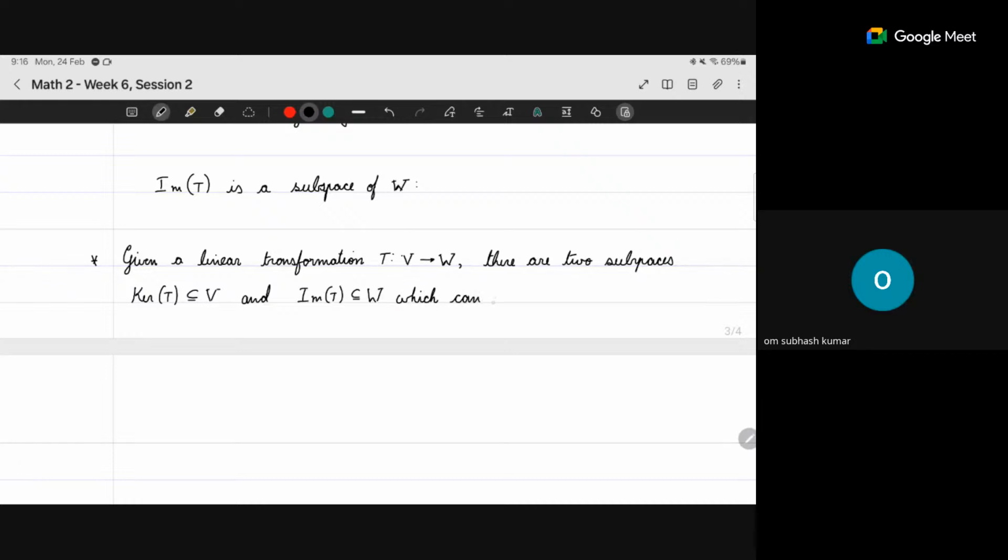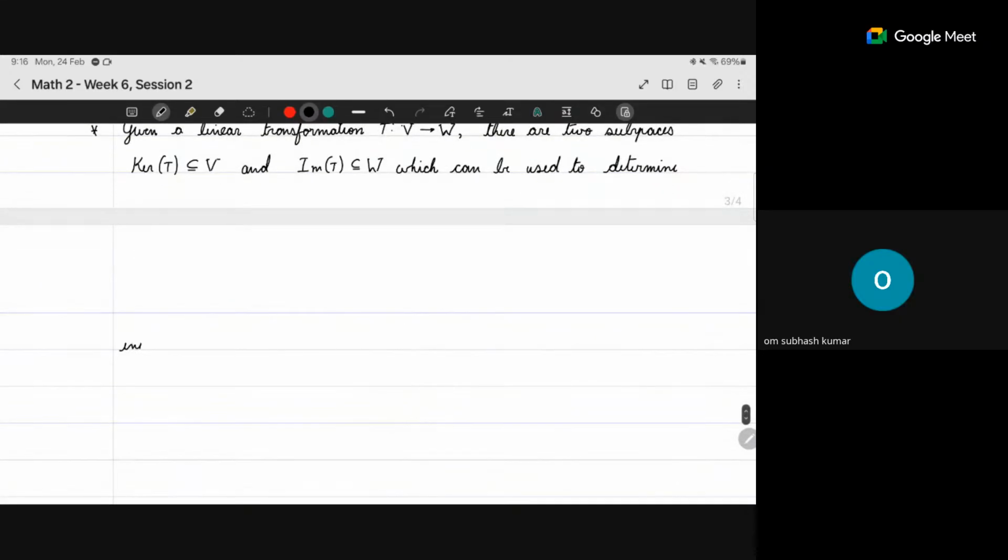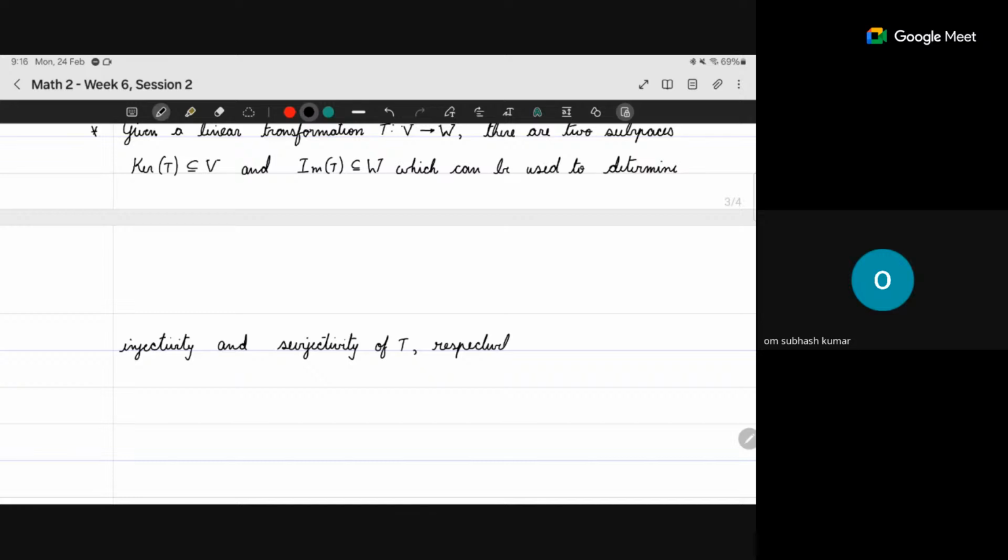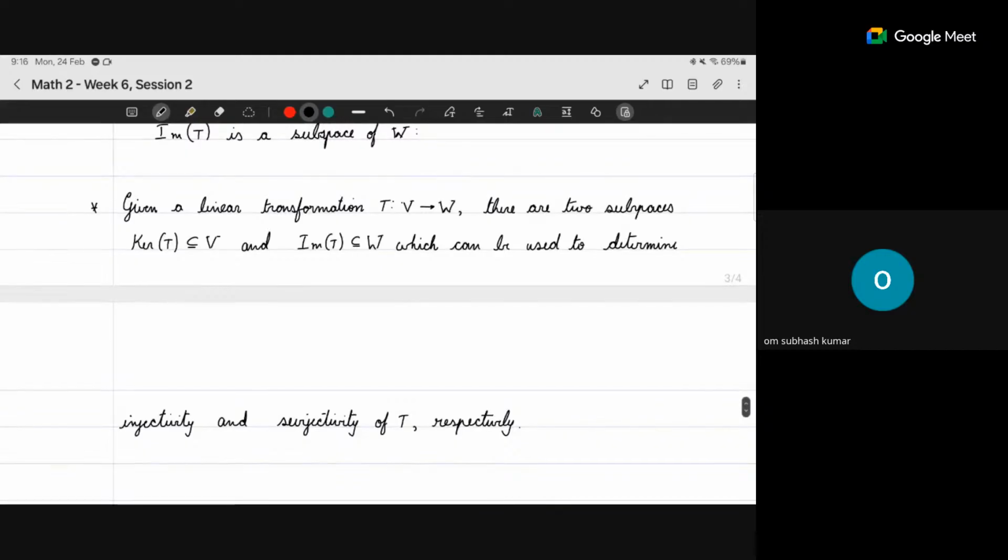Which can be used to determine injectivity and surjectivity of T respectively. Kernel of T being 0 is equivalent to injectivity. Image of T being equal to W is equivalent to surjectivity. Right?